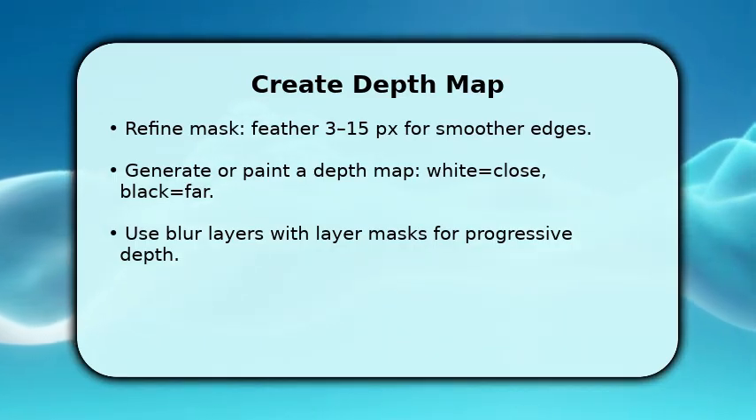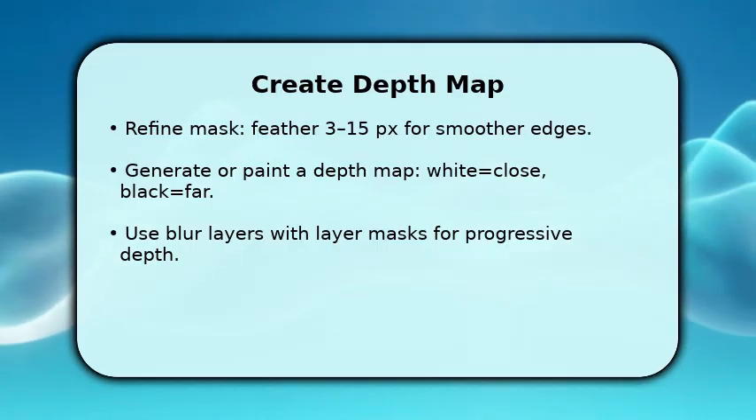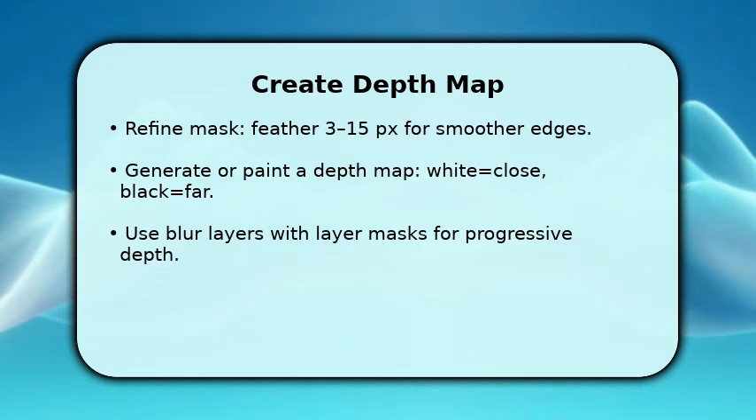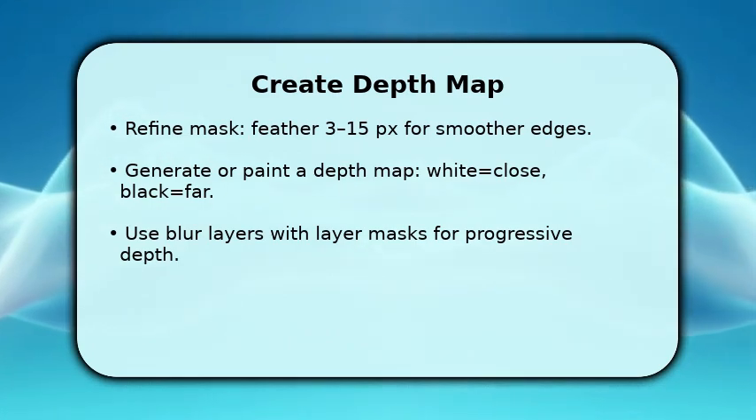Then add a blur filter, Gaussian or lens blur, to a duplicate background layer and feed it the depth map, so blur increases naturally with perceived distance.